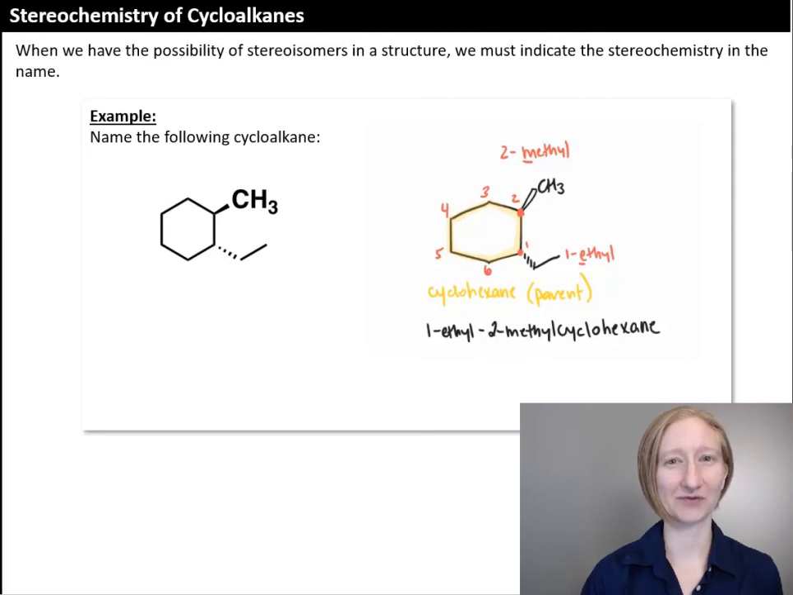But now let's include the stereochemistry. The methyl group is pointing up or forward, and the ethyl group is pointing down or back. So these two groups are on different sides of the ring, and the stereochemistry here is trans. So we include that in the name. The name begins with trans and then a hyphen. And the cis and trans nomenclature are included in italics, although that's hard to do when we're handwriting the names. So the complete IUPAC name of this molecule is trans-1-ethyl-2-methylcyclohexane.